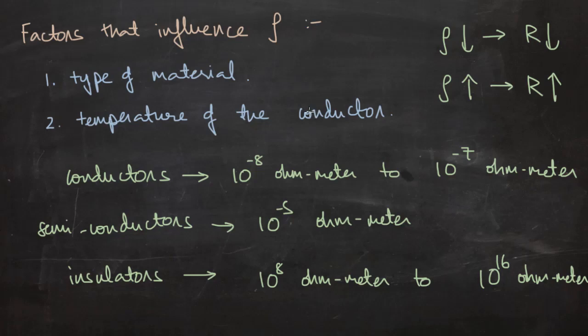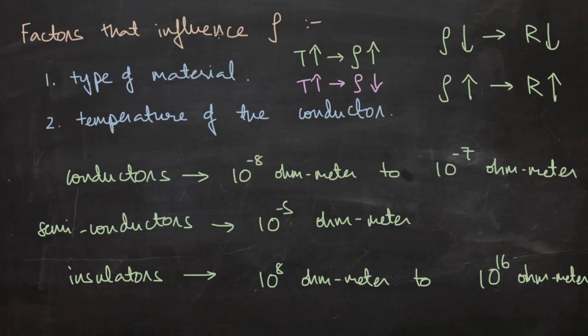Coming to the temperature of the conductor, the influence of temperature on the resistivity is a little bit different for the type of material. Here we were talking about temperature of the conductor. So depending on the temperature, the resistivity of the conductor would vary. If we increase the temperature of the conductor, the resistivity increases. While that for semiconductors is quite opposite. If we increase the temperature for a semiconductor, the resistivity would decrease.